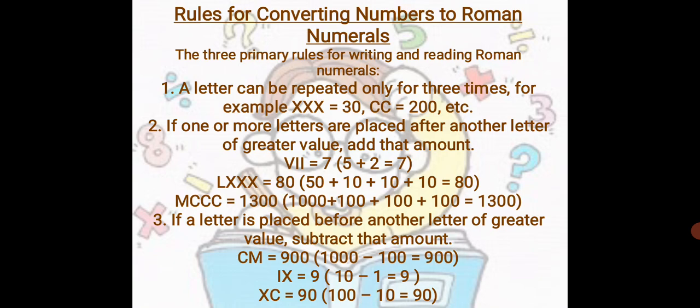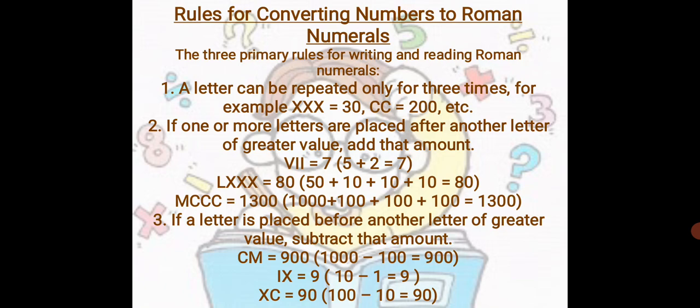For 30, we can repeat X 3 times, 10 plus 10 plus 10. So it is 30. But we cannot repeat a single letter more than 3 times. Suppose 300: C, C and C, 100, 100 and 100. Or 200: C and C, double C, 100 plus 100. But we cannot repeat C for 4 times.